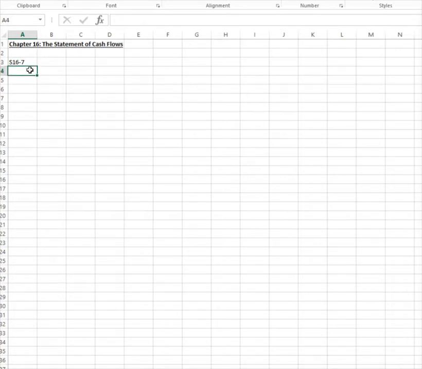So we're going to look at question S16.7, which the problem starts on page 973 and then continues over to page 974. So if you follow along with me, that would probably be the best bet for you. So take a look at S16.7, Computing Investing and Financing Cash Flows.